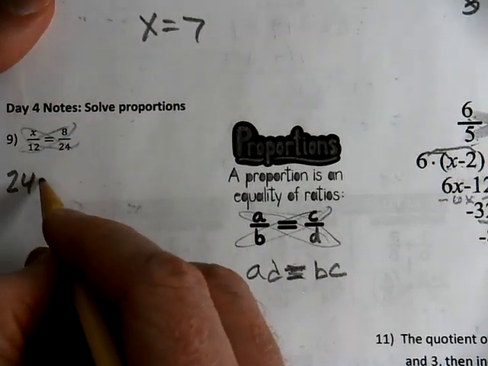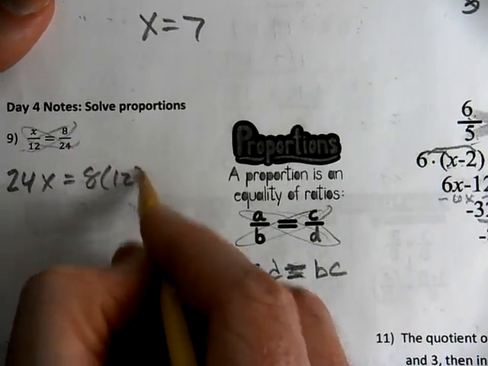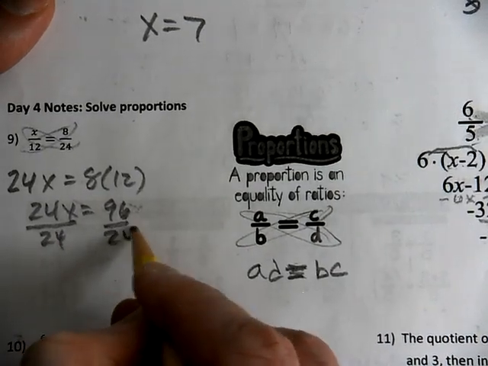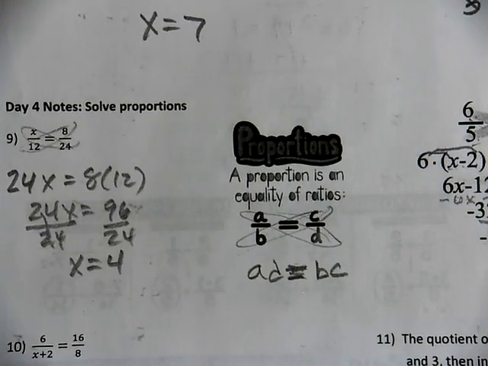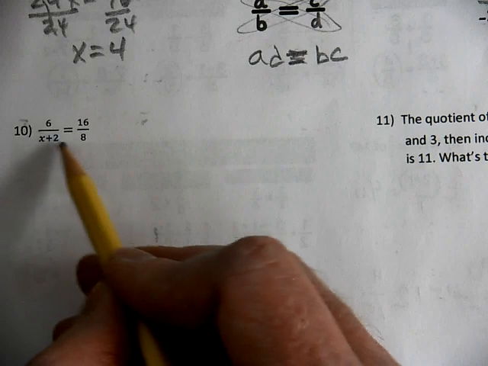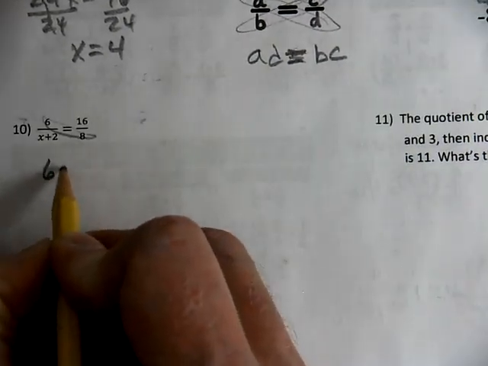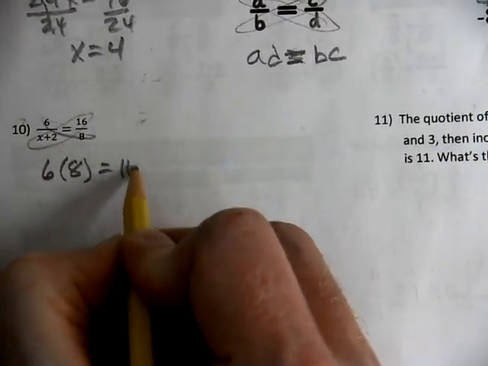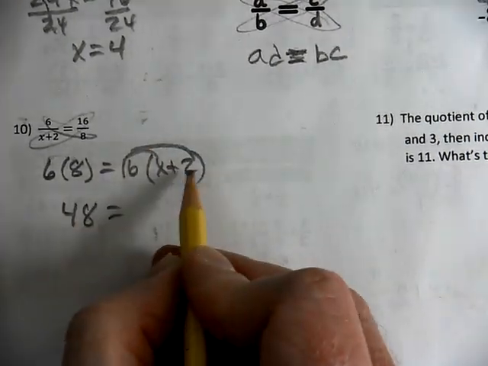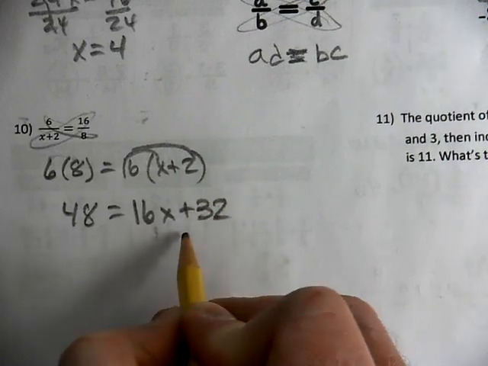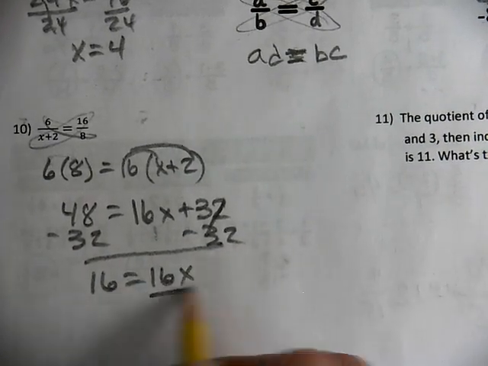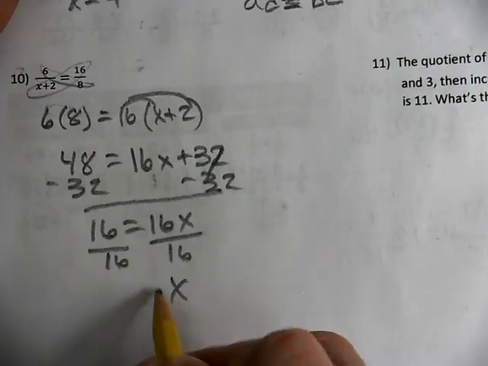Cross multiply. So we get 24 times x. And we get 8 times 12. That's 96. That would be 4. Now this is considered a binomial when you have two parts that are being added or subtracted together. So we have 6 times 8, cross multiply, 16 times x plus 2. We multiply here to get 48, distribute into that binomial, 16x plus 32. And we divide, and we get x equals 1.